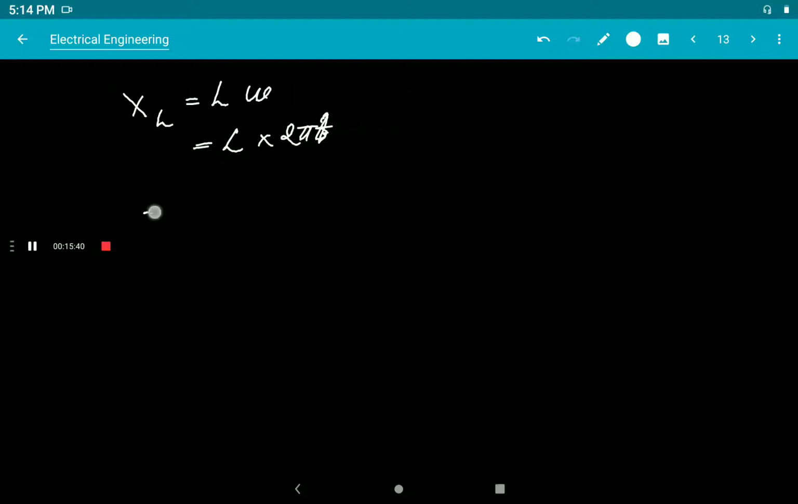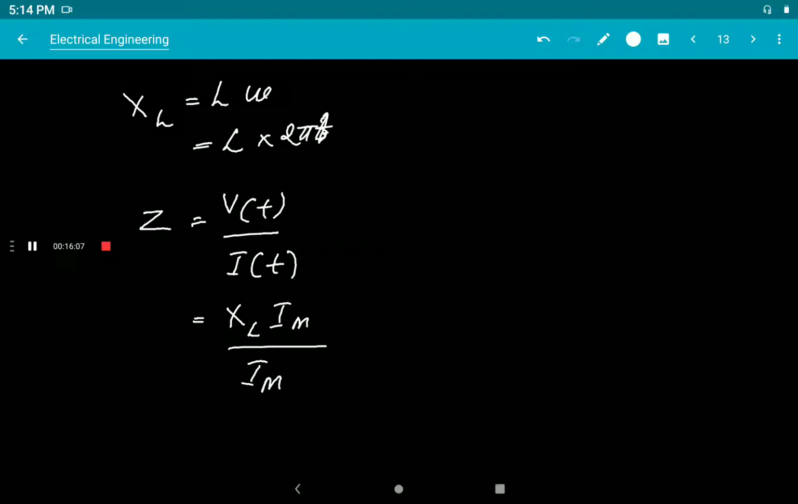And the impedance of this circuit can be found as the ratio of voltage to current, so V of t by I of t. You can write it in terms of maximum values, Zm as XL into Im divided by Im, where the maximum value of current is Im. So for a pure inductive circuit, the impedance is XL.